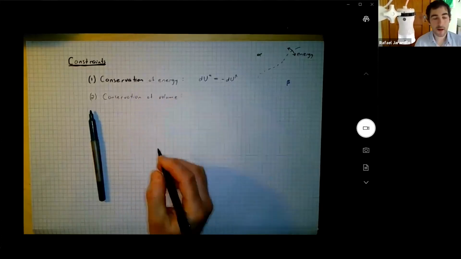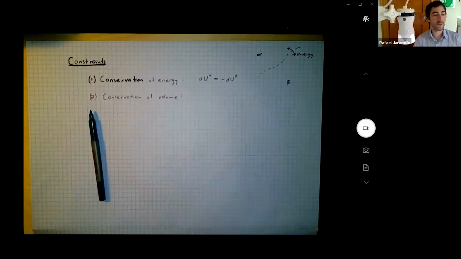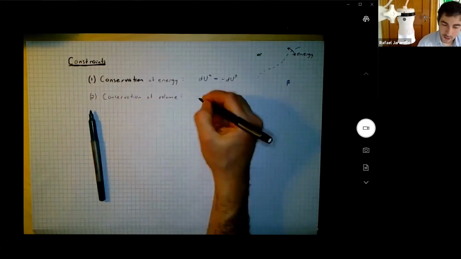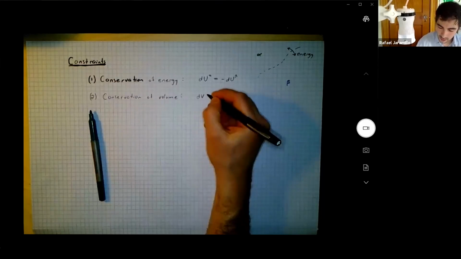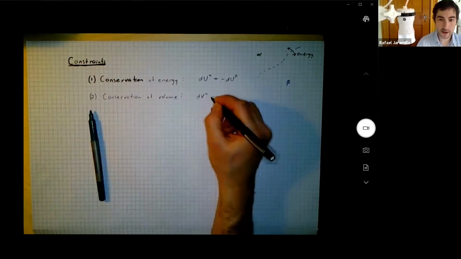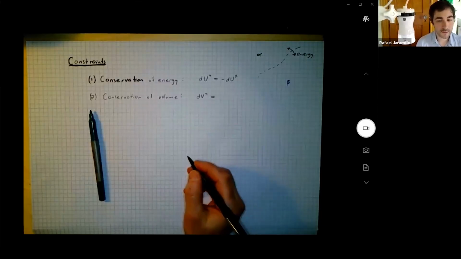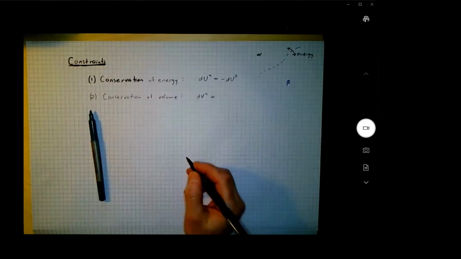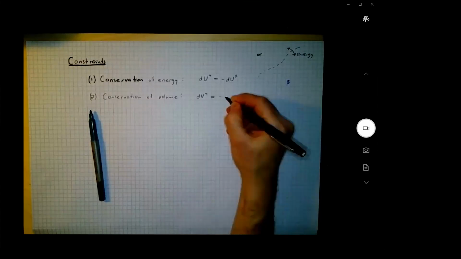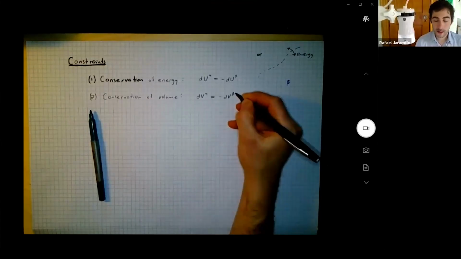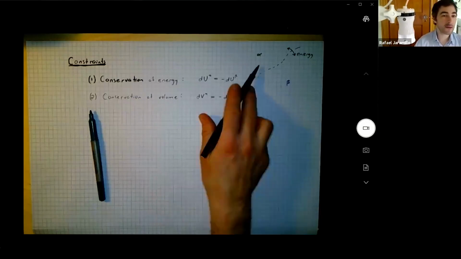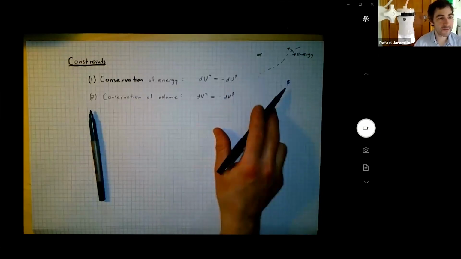Conservation of volume. I said the system was rigid. It was in a box and the box's size wasn't changing. So if we have volume conserved, what do we know about dV of alpha? Minus dV of beta, right? If one side is getting bigger, it has to be because the other side is getting smaller. There's nothing else in the box.